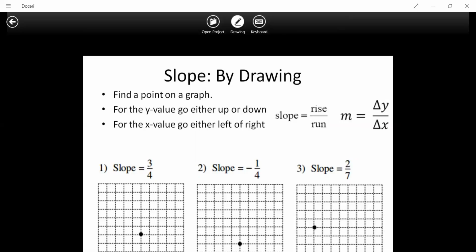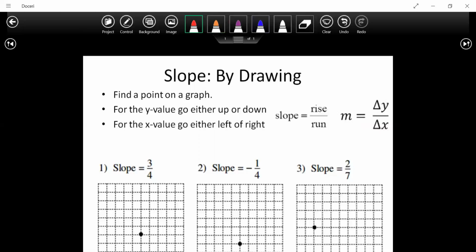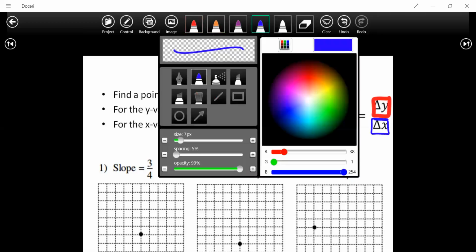So I'm giving you the directions of how to graph them from a point. We want to be able to find a point on the graph. In this case, I'm giving you the points. The y value is going to go up or down. The x value is going to go left or right. And we always have the change in y, or the y value, on top, and the x value on the bottom. And that's how we're going to define it and graph it.